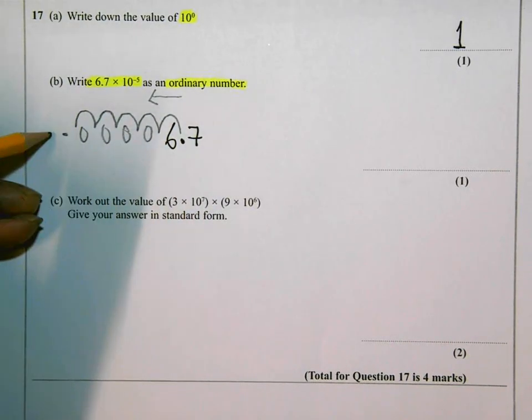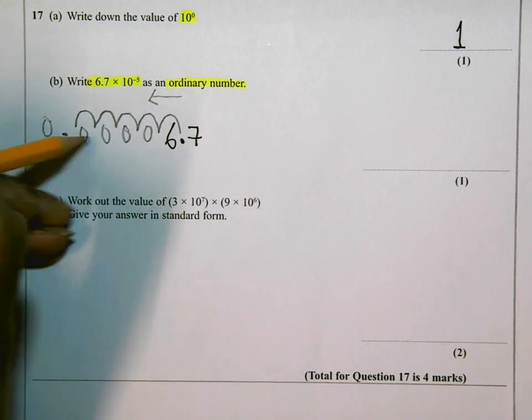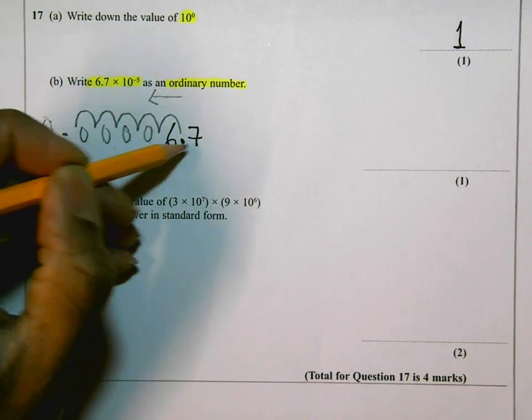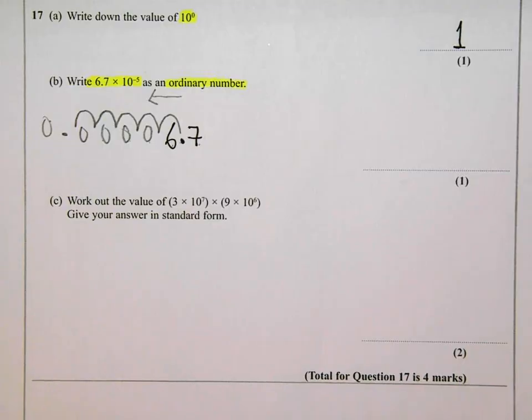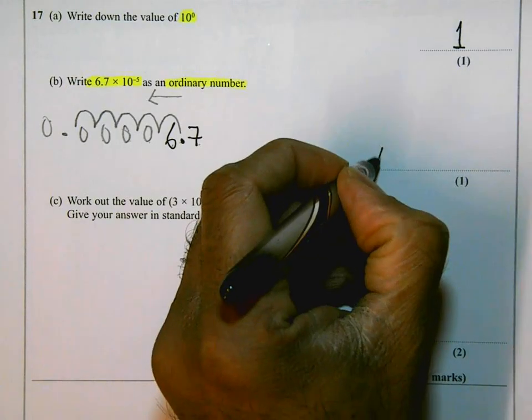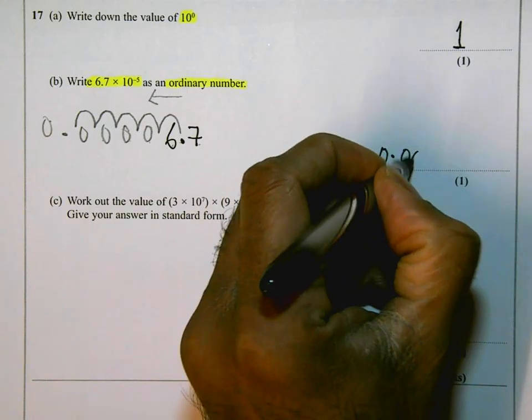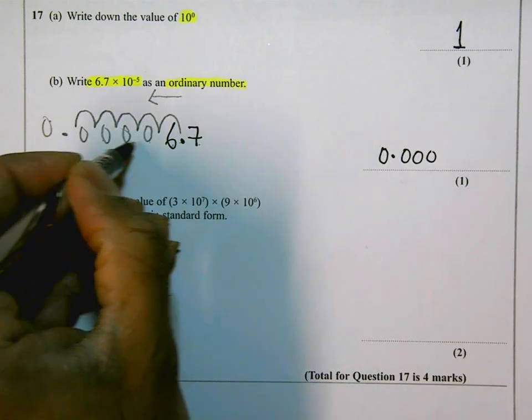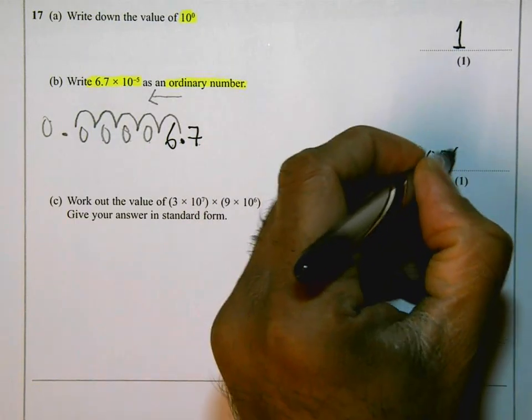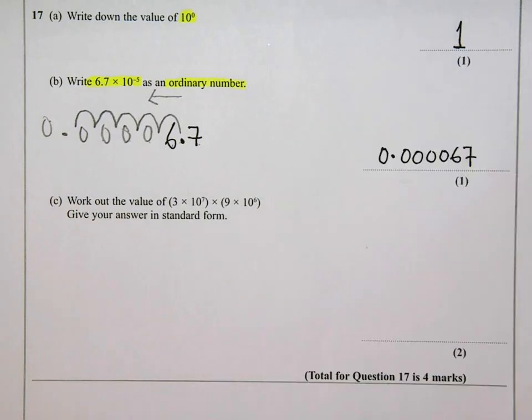So it's going to be 0.000067. The decimal point has moved. So that's my result for that. Make sure you're familiar with that, and make sure you can actually get that correct if you're given a question on that.